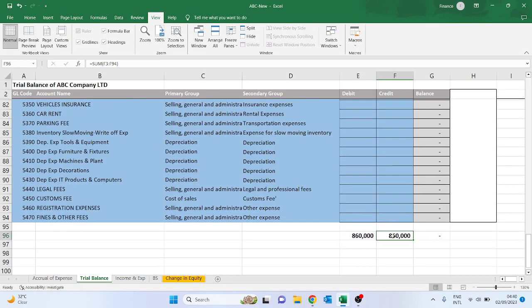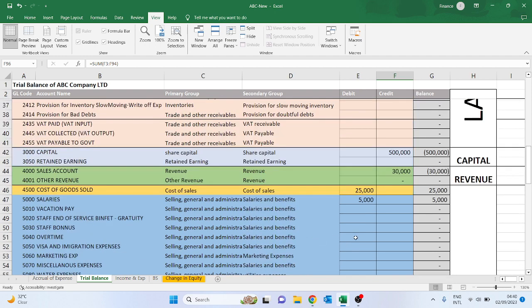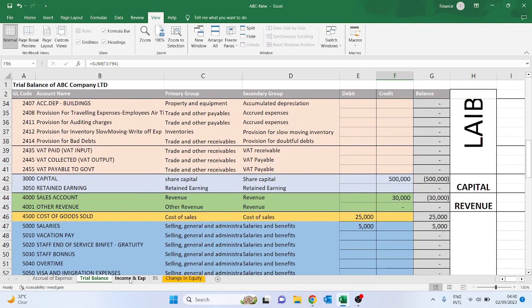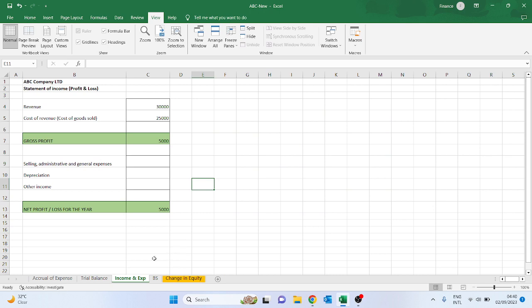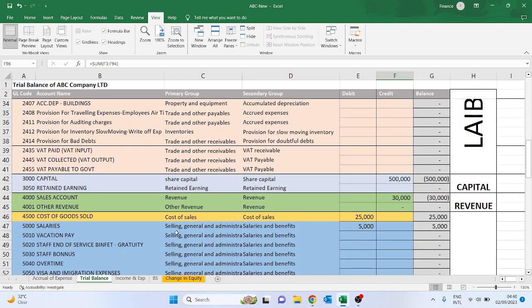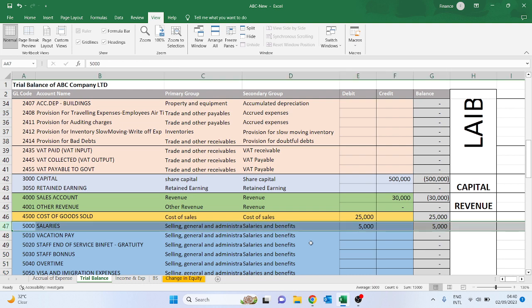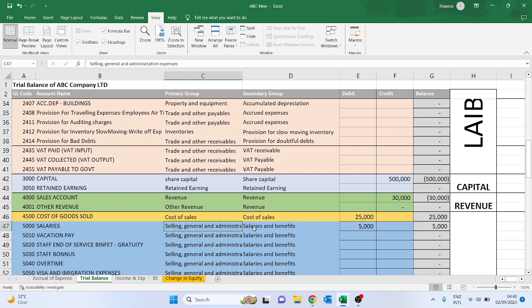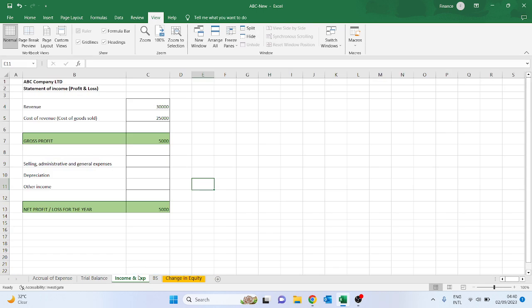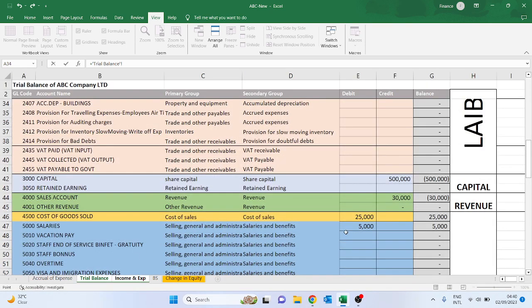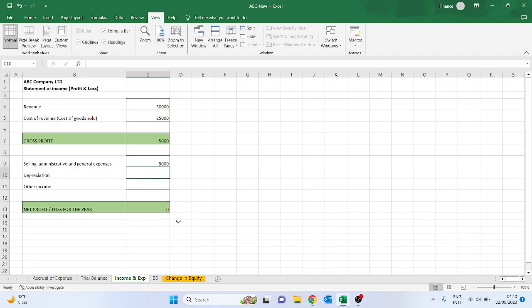It's matching. And this same effect we need to check whether it is reflecting in the income and expenditure or not. So here we have booked salaries 5000. This is selling, general and admin expenses, so we need to link it here. We will add here 5000.